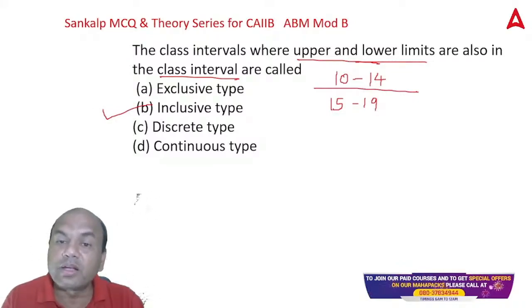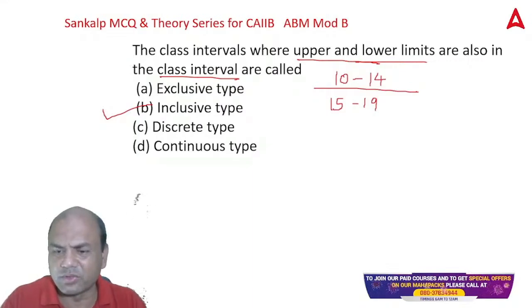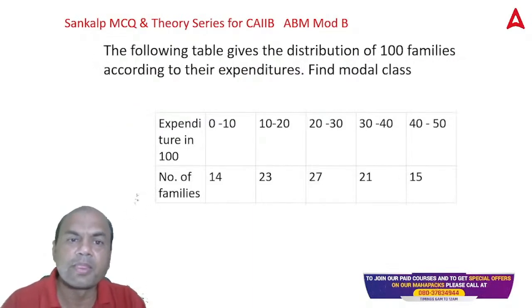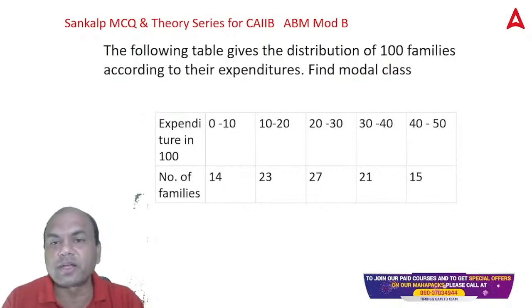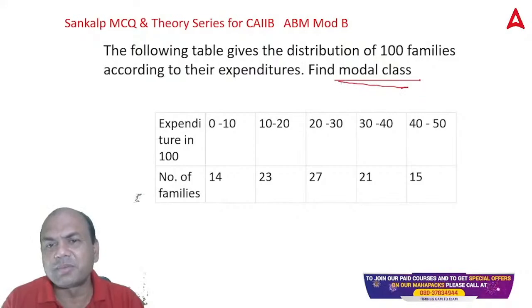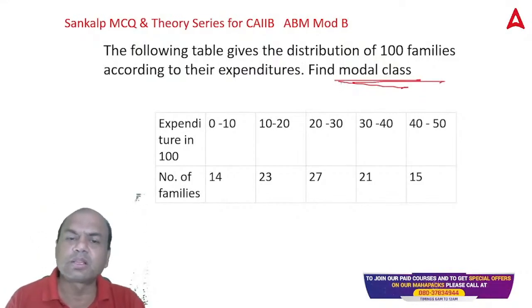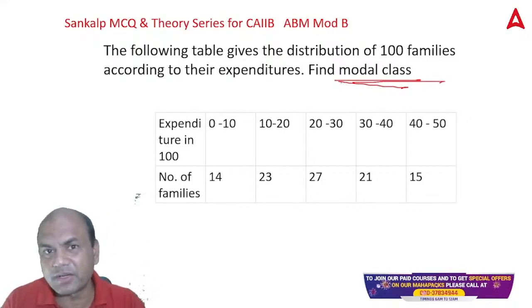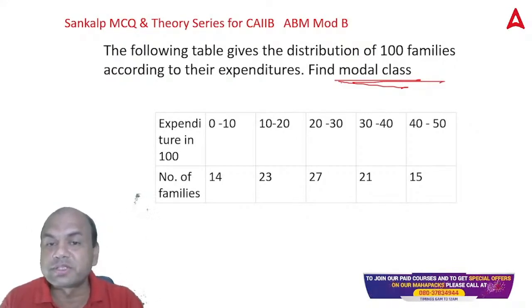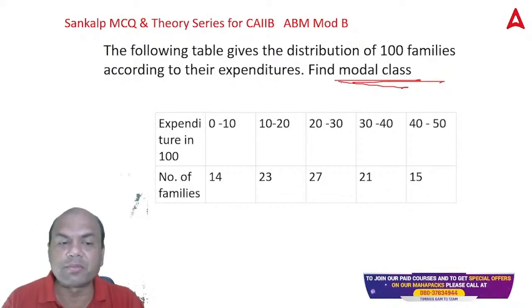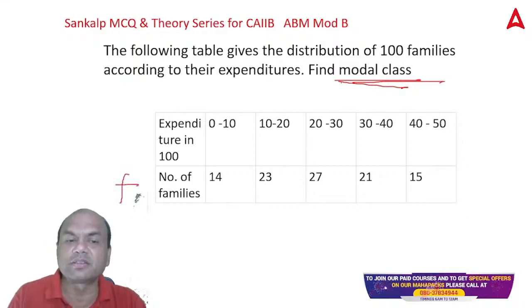And then we have to convert this to exclusive. I've shown you earlier, so we won't repeat it now. The following table gives the distribution of 100 families according to expenditure. Find the modal class. Simple. Modal means the class which has the highest frequency. Which is having the highest frequency? Number of families is F. Remember, the class is always X, or we call it X class.